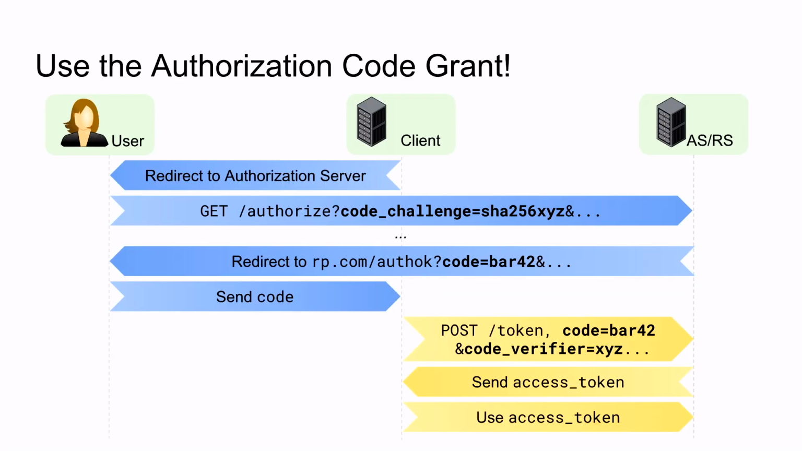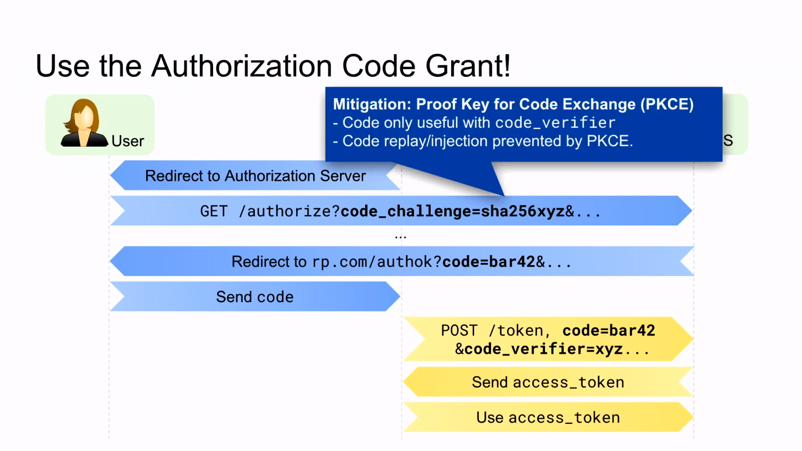Okay, next one, use instead the authorization code grant. But don't use it like it was written in RFC6749. Instead, use modern security features that we have for the auth code grant. For example, PKCE, proof key for code exchange.